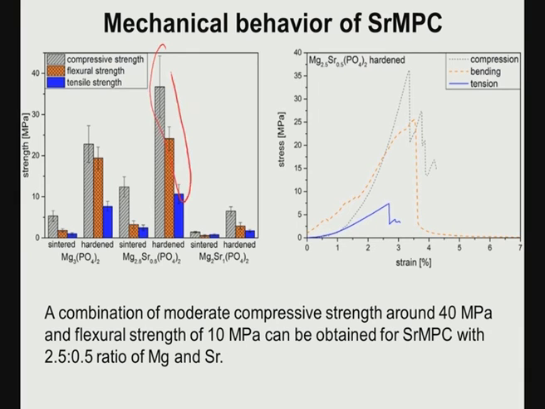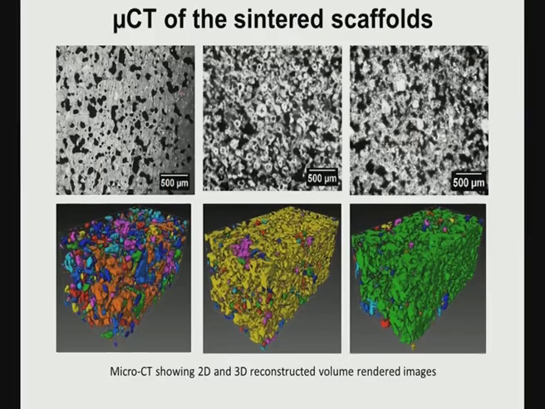Now, from our application point of view, this particular scaffold, Mg2.5 Sr0.5 (PO4)2, essentially has strontium partially replacing magnesium, so it is occupying the magnesium site. And what you see here is that the combination of compressive strength, flexural strength and tensile strength is better than other ceramic materials here, and this is a typical tensile stress response.